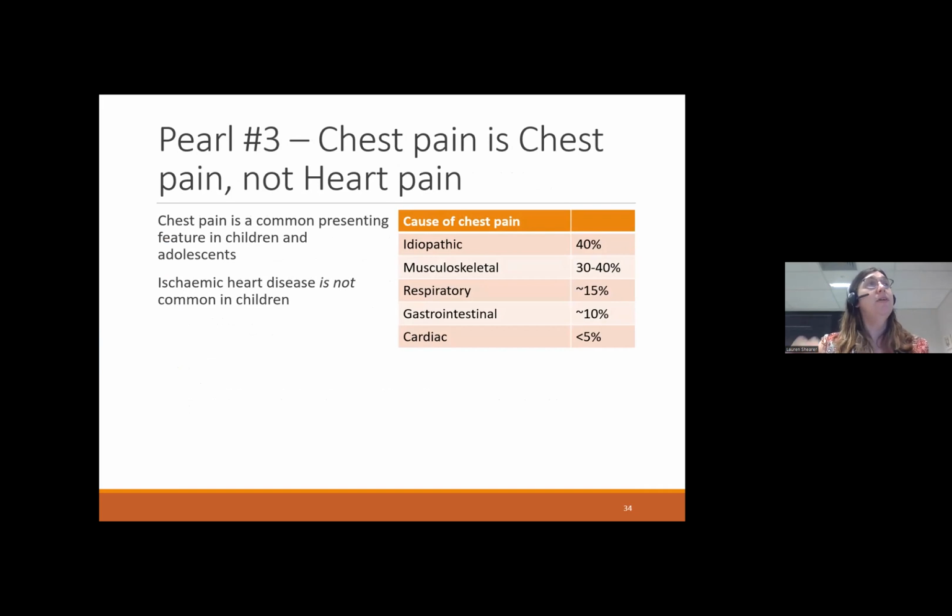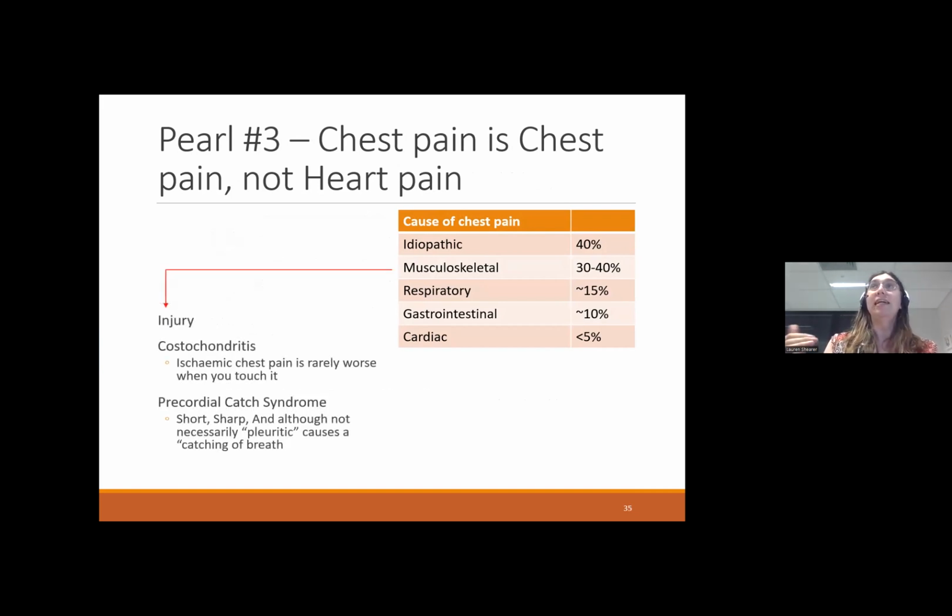It's important to know that ischemic heart disease is not common in children. And when we look at the causes where we can identify a clear cause, certainly idiopathic and musculoskeletal are very important. Injury post-exercise is quite common. Costochondritis, irritation of the chest wall, is quite common. And ischemic chest pain is rarely worse when you touch the chest. And the precordial catch syndrome is worth particular mention.